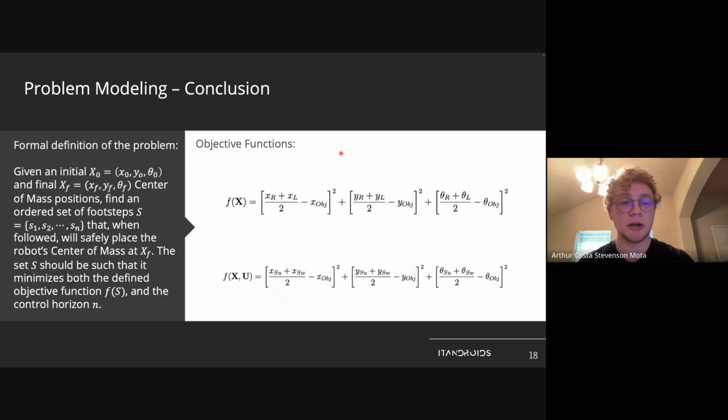Okay, so a conclusion here. Again, this is the formal definition of the problem, which I have presented earlier.